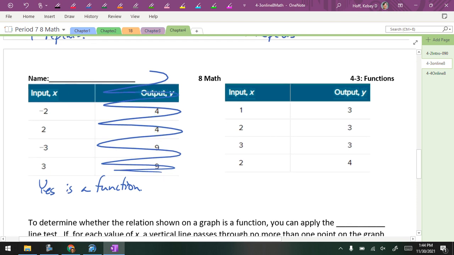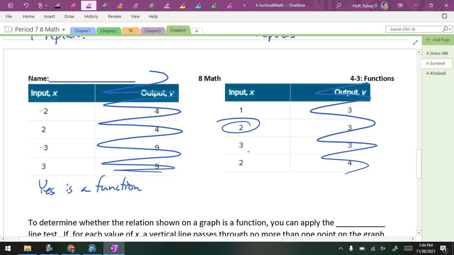Table top right. Somebody raise your hand and tell me yes or no. No? Okay, Aspen, let's get it. Very good. If we ignore the output, there are 2 2's in the input, so not a function. Input 2 repeats.